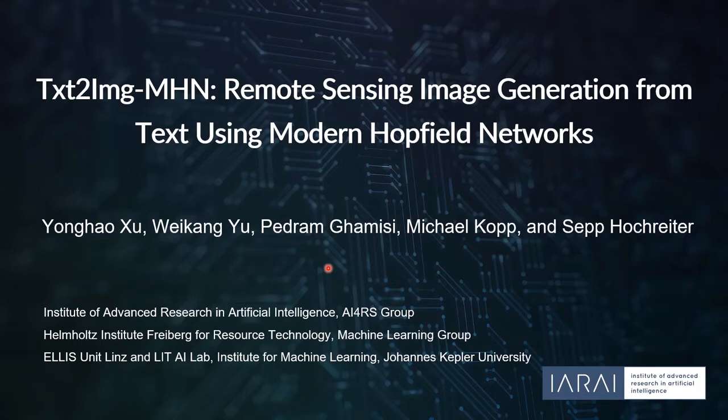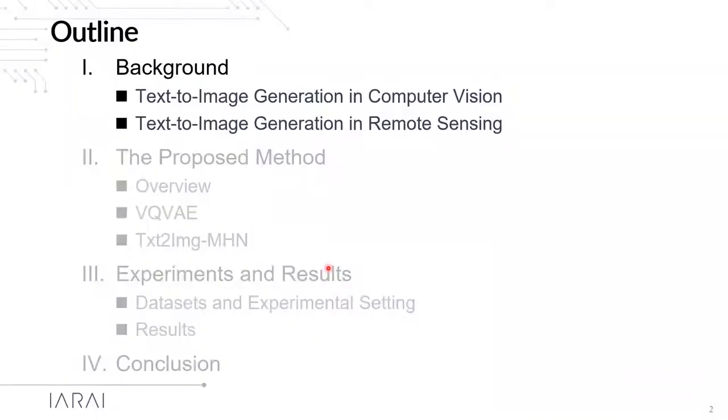In this video, I will introduce our recent work about remote sensing image generation from text using modern Hopfield networks, which was conducted together with Weikang, Padron, Michael, and Sepp. I will start with some background knowledge about text-to-image generation in both computer vision and remote sensing fields.